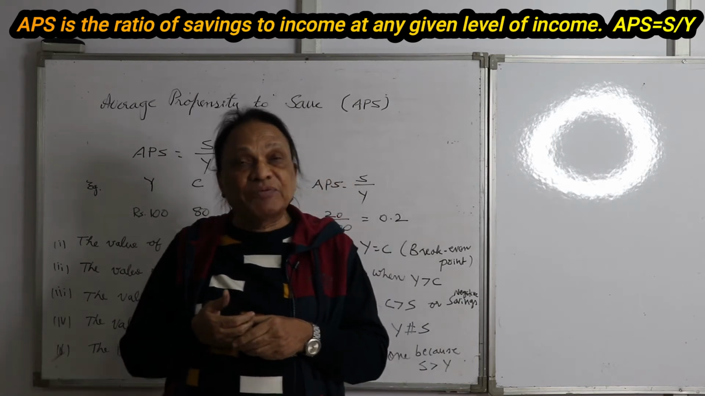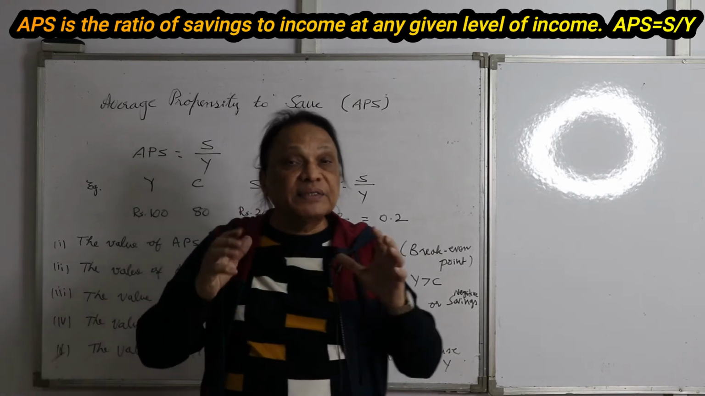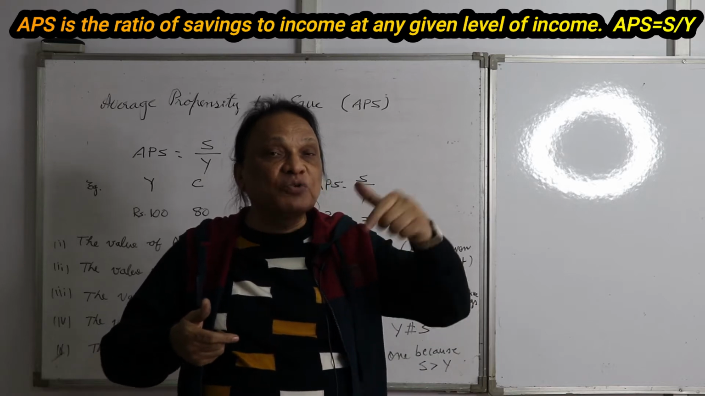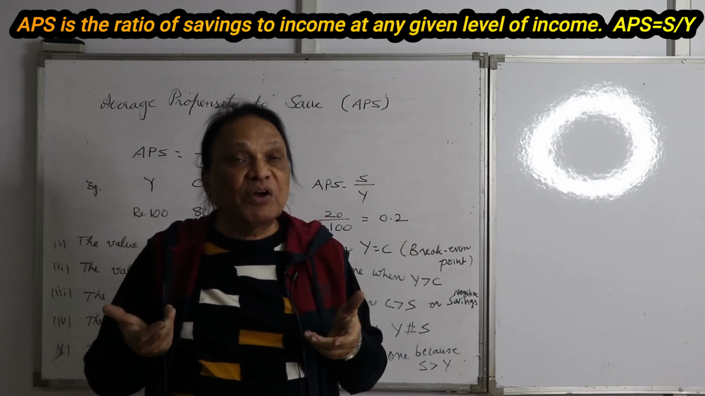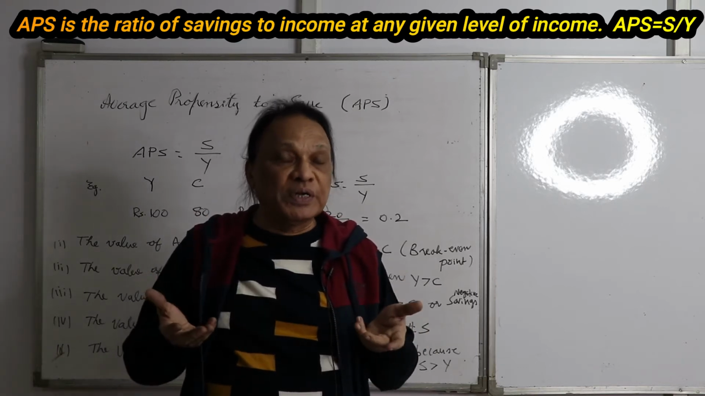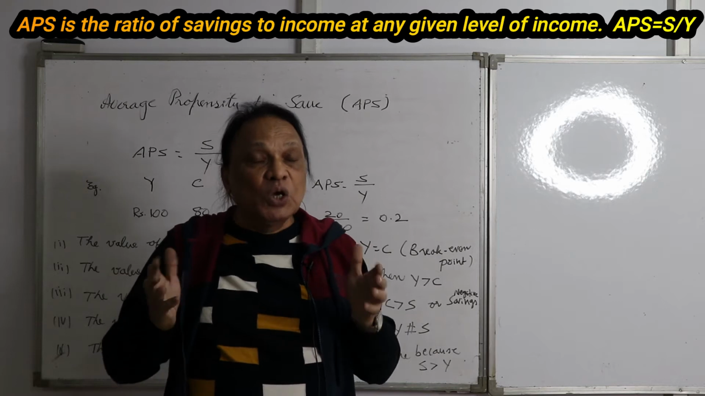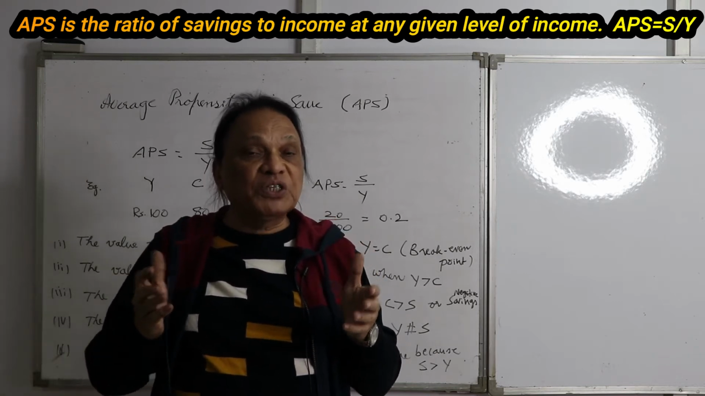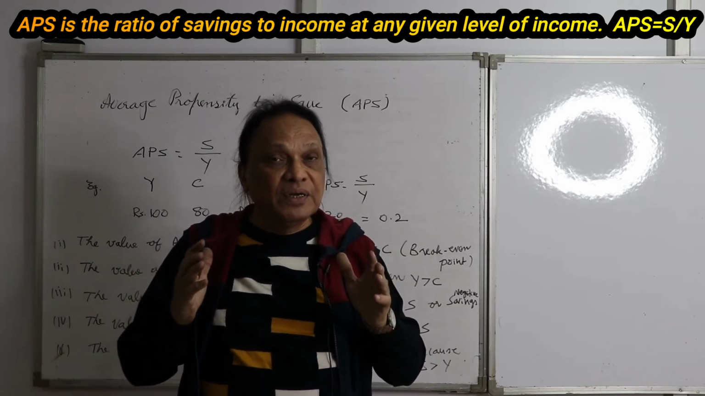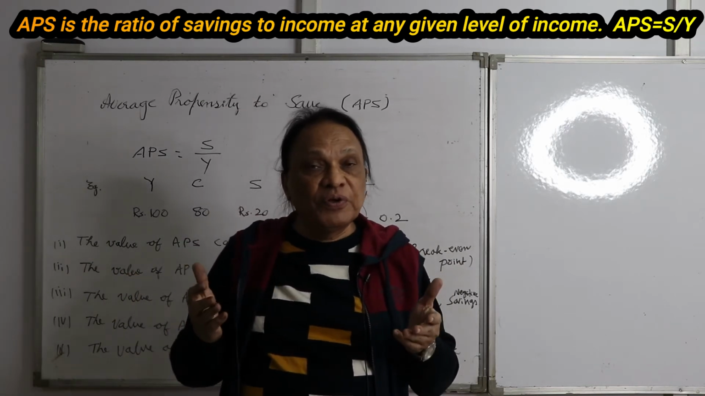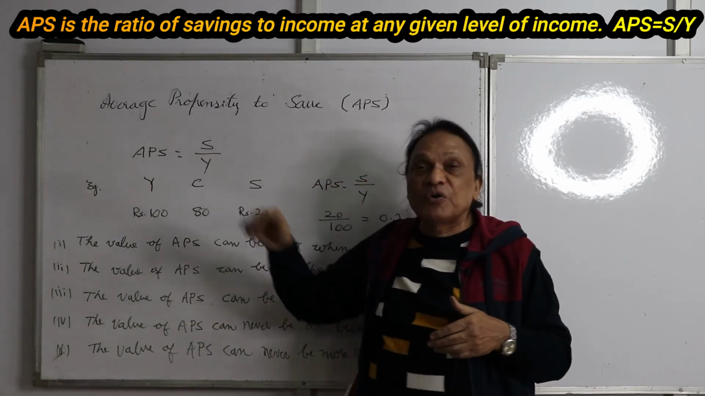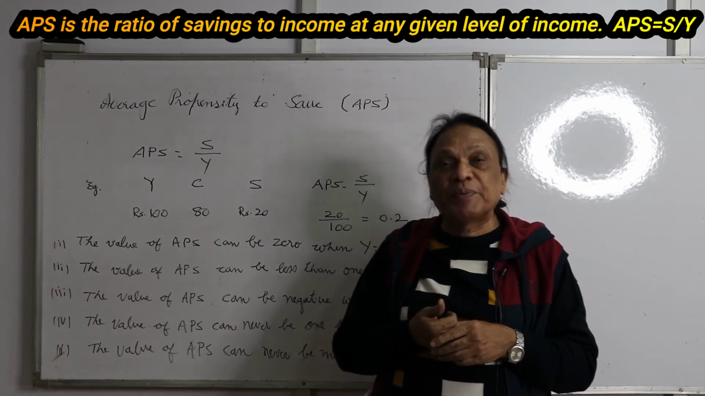So what exactly is average propensity to save? It is the ratio of savings to income at any given level of income. It's a ratio of savings to disposable income. Whenever we say income in economics, we talk about disposable income, which is at the disposal of the people. So APS is defined as the ratio of savings to income. The formula for APS is equal to S upon Y, savings upon income.